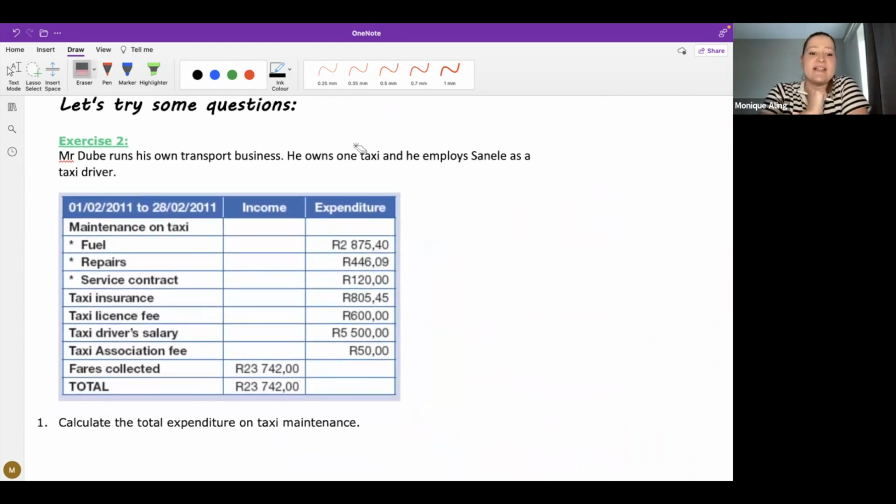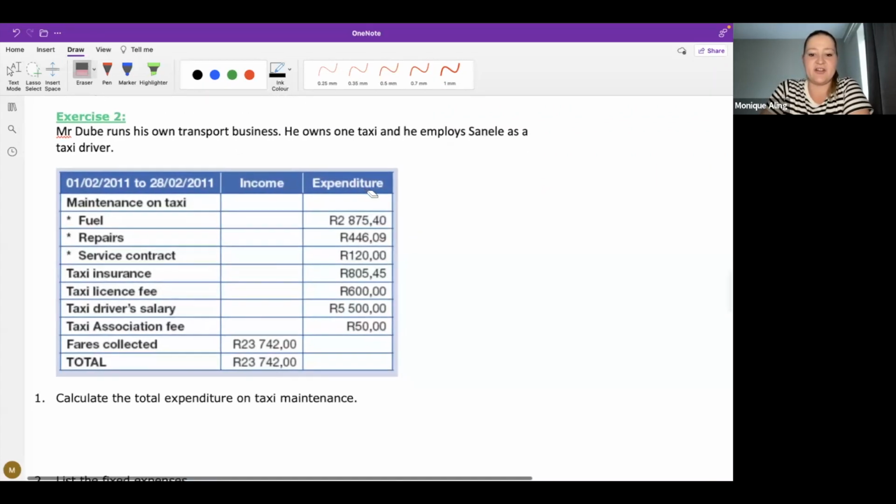Mr. Dube runs his own transport business. He owns one taxi and he employs Sanele as a taxi driver. So again, they've given us some information. Just take a moment to look at what has been given to us.